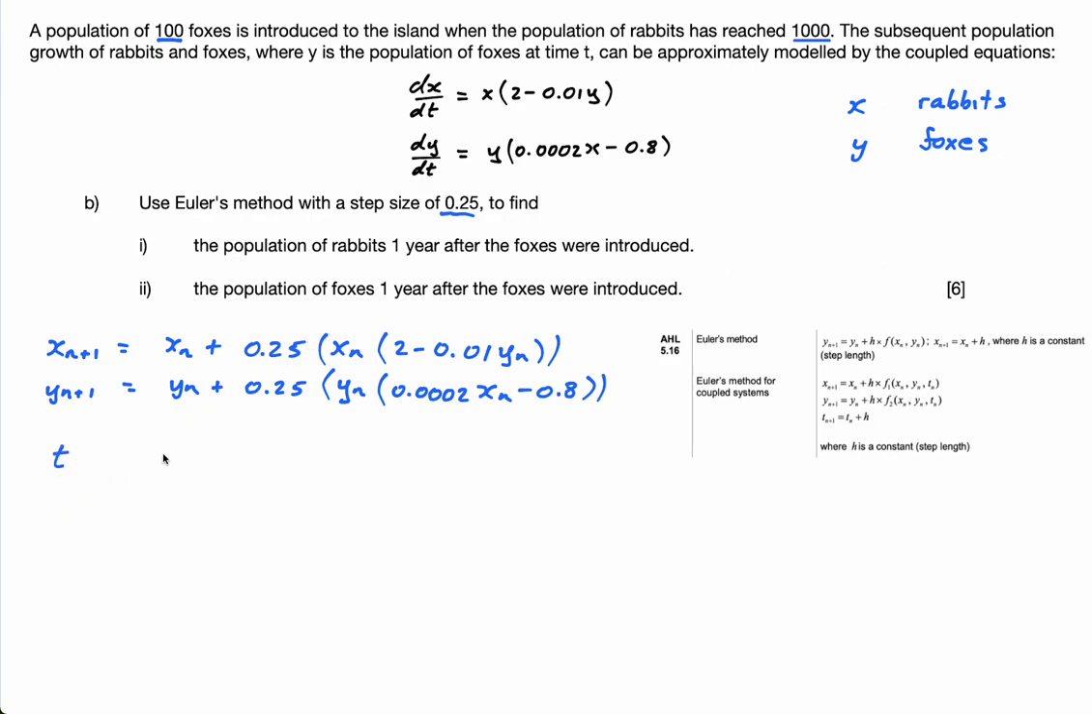What we just have to do is sub it in. So for t, we're going to have 0.25, because that's the step length, 0.5, 0.75, and 1. And then we're going to have our xn and our yn. Our initial xn, our initial population of rabbits, is 1,000, because that's what it says here. Our initial population of foxes is 100. Now to find all the rest of them, we have to use Euler's method.